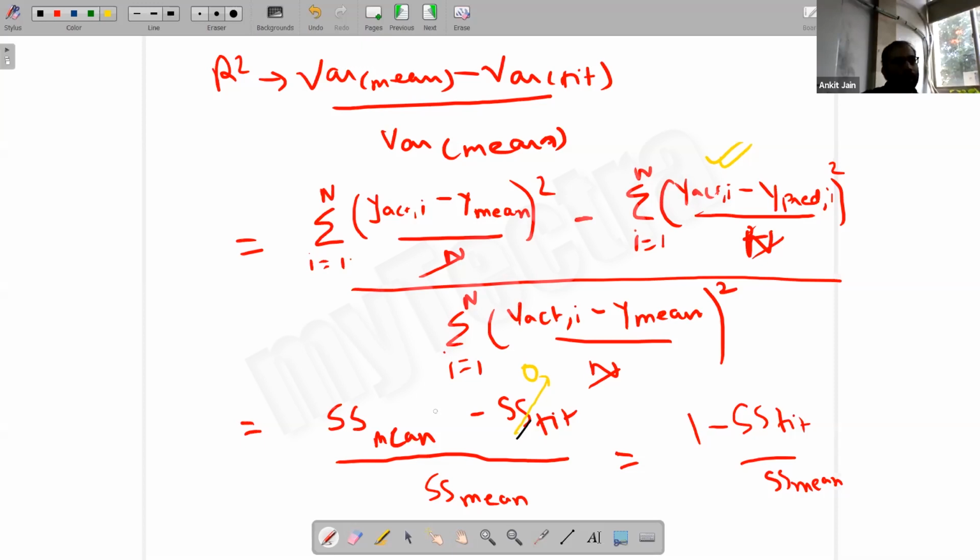What will be the least value? Assuming the model which we make cannot be worse than SS mean, okay? Assuming that, don't worry about that. What is the worst model I can make? The worst model I can make is the SS mean itself. So I am fitting a line, but that line is as good as the mean model. Are you all getting the idea?